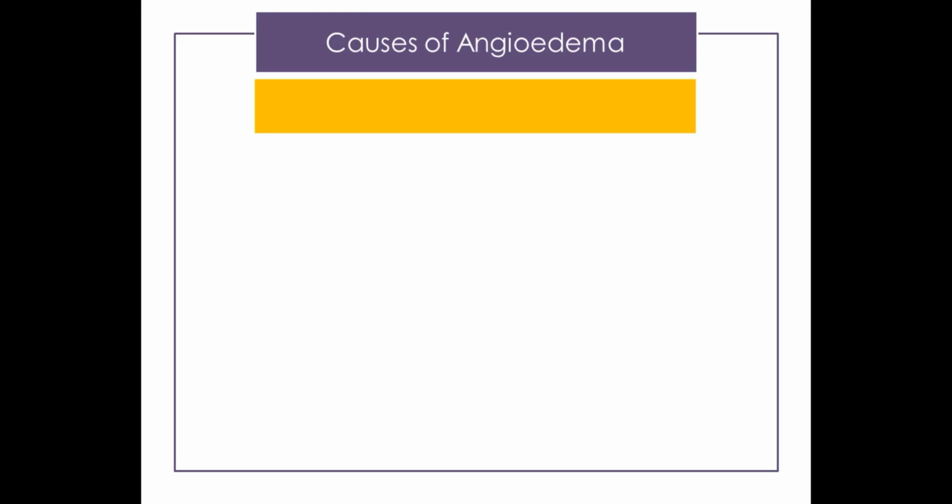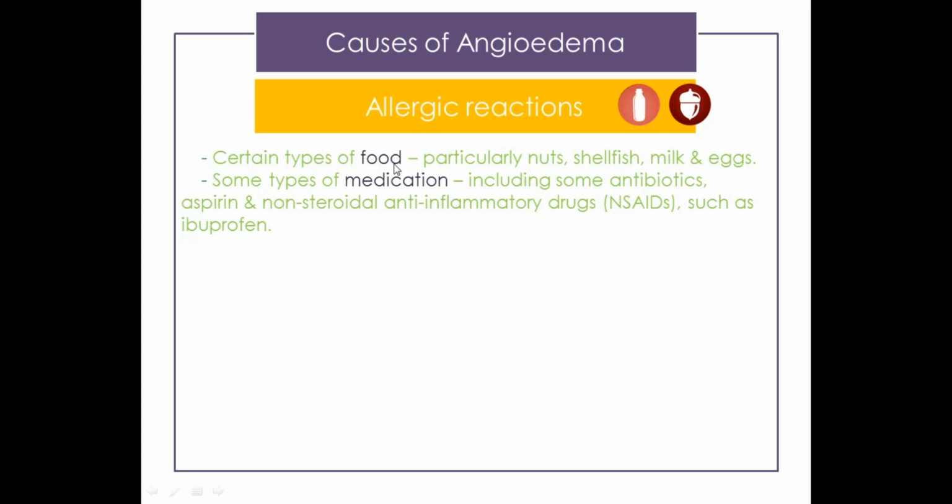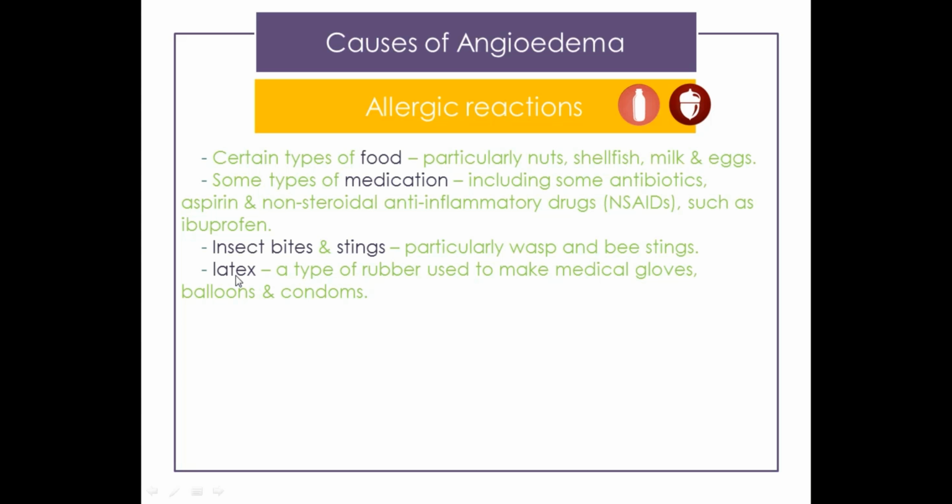Then we move to the causes of angioedema. They are similar to the types, because the types happen because of the causes, right? First of all, allergic reactions. They are because of food, or because of medication. People are allergic to these medications, as I said before, like antibiotics, like aspirin, like non-steroidal anti-inflammatory drugs. Patients who are allergic to these medicines can have angioedema. Also, insect bites or stings. Also, latex, which is a type of rubber used to make medical gloves, balloons and condoms.